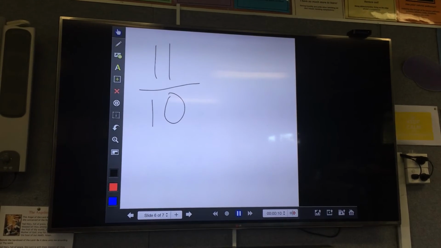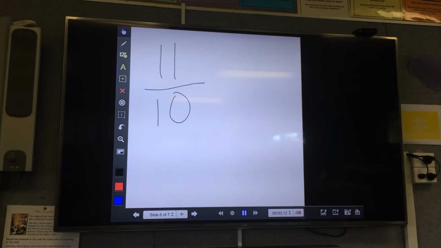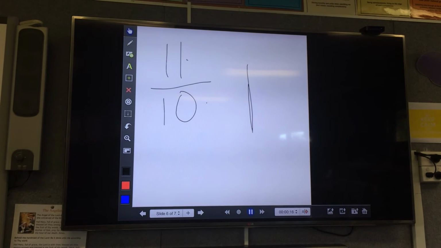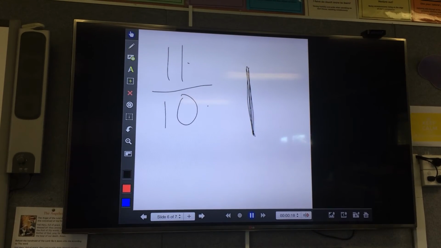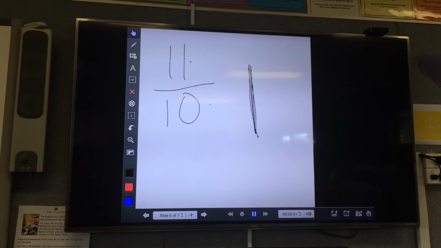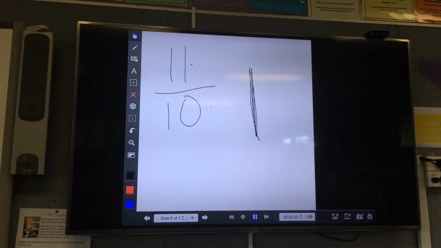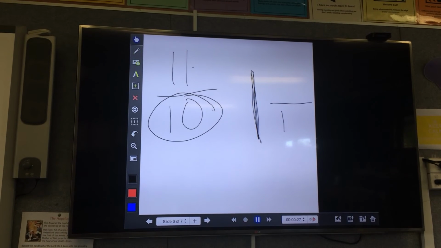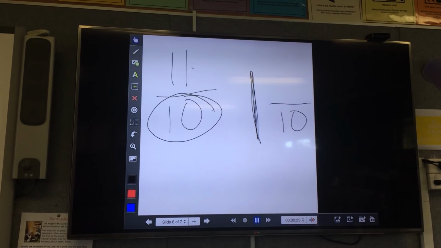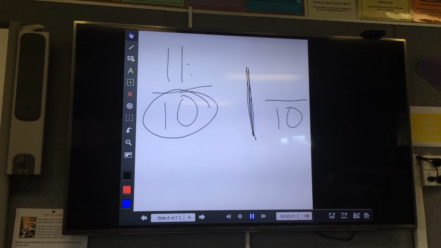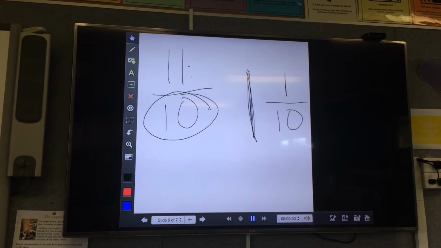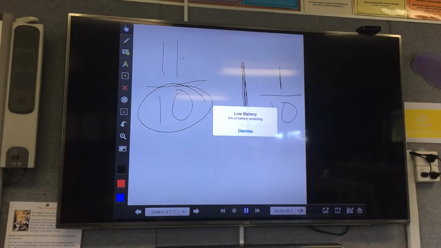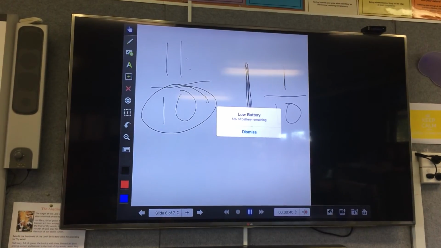Okay, so the trick of doing this is at first we have to go, how many times does 10 go into 11? Well, it goes in once, so we do a big 1 there. But there's a remainder, Charlotte. What do we do with the remainder? So remember, we've always got to keep the denominator the same, so we write down the denominator. And the remainder is 1, because 10 plus 1 is 11. That's your answer. 1 whole and 1/10.